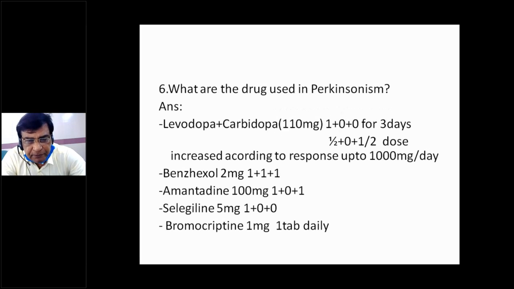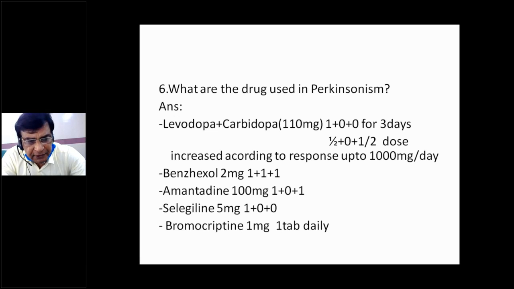What are the drugs used in Parkinsonism? Levodopa carbidopa combination 110 milligram. Usually it is given 50 milligram BD, that is half tablet BD, and increased according to response up to 1000 milligram per day. Gradually, after 3 days interval, we can raise the dose.